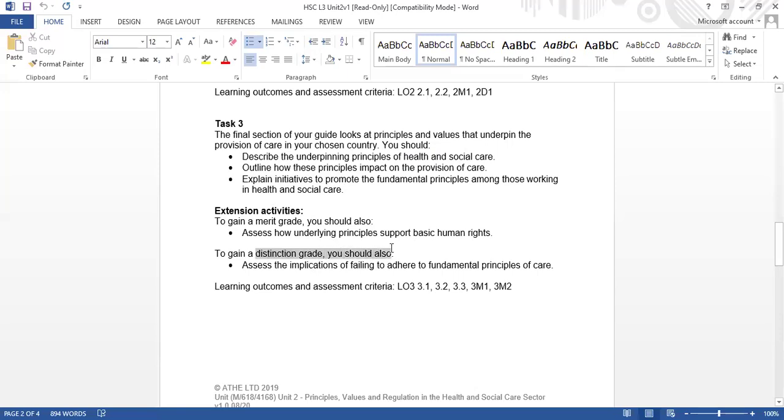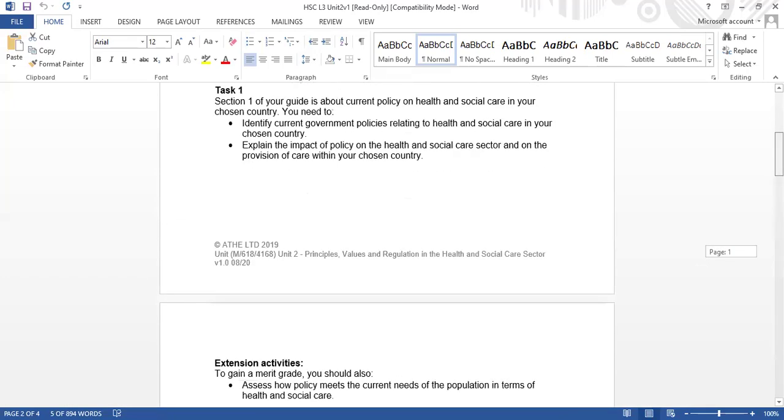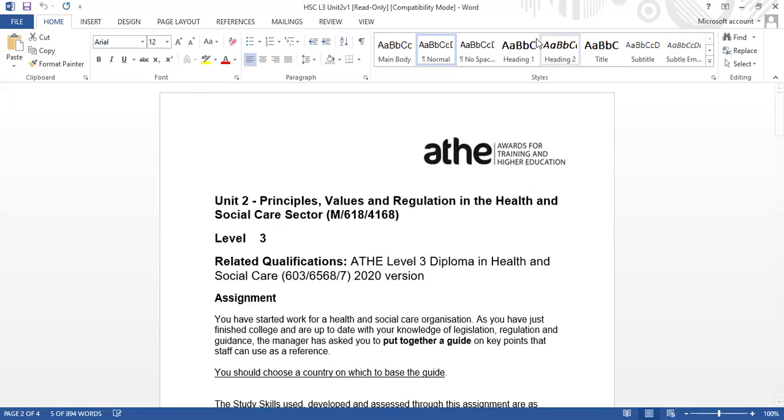And in order to gain a distinction grade, you would assess the implications of failing to adhere to fundamental principles of care. So that's about it. Please, this is just something that I've given you in a nutshell. And I would be going into detail about how you would have to submit your assignment, what are the fonts that you'll have to use. I'll go into thorough detail on the 28th of April when we meet again.